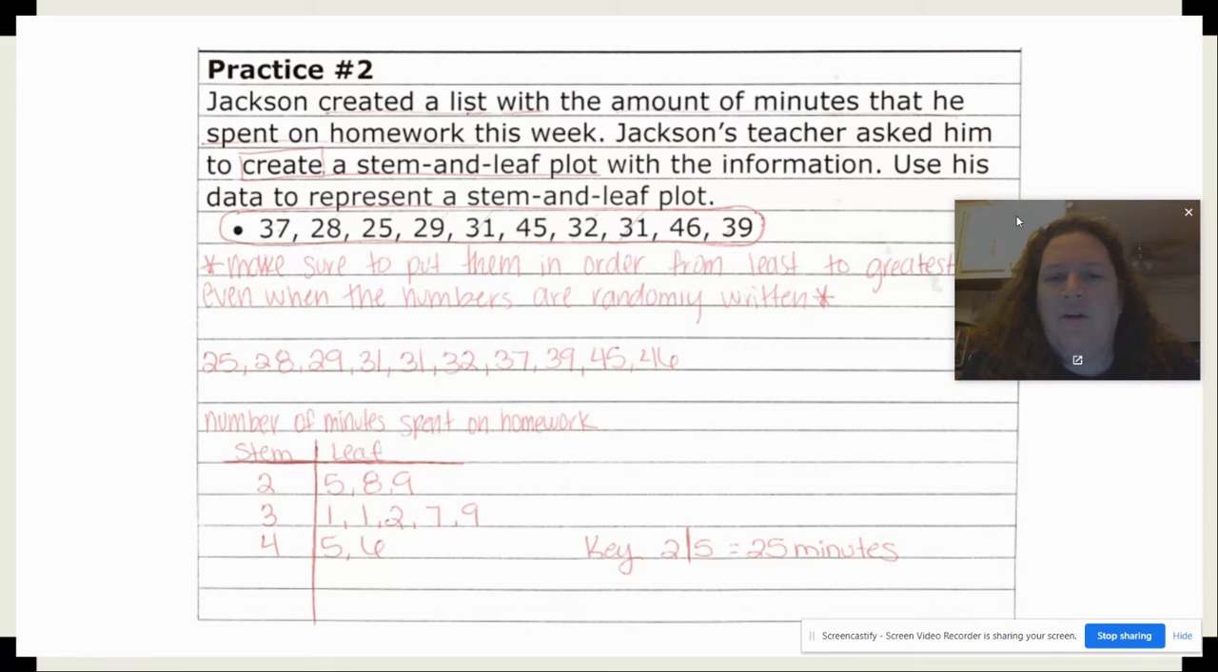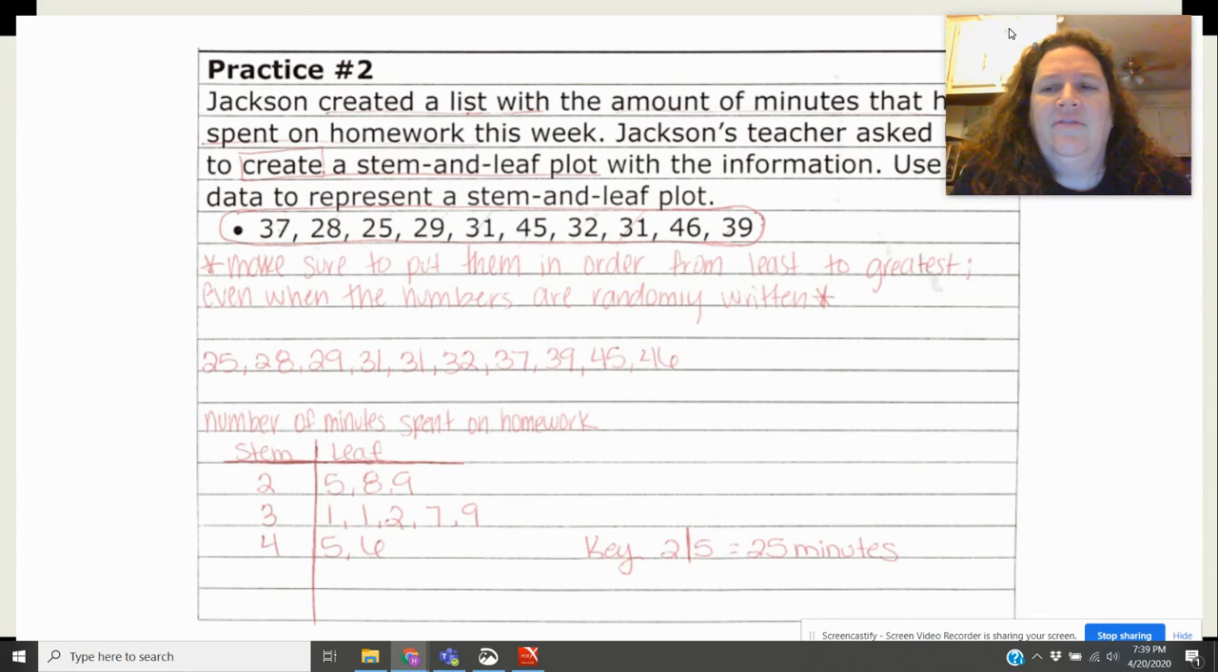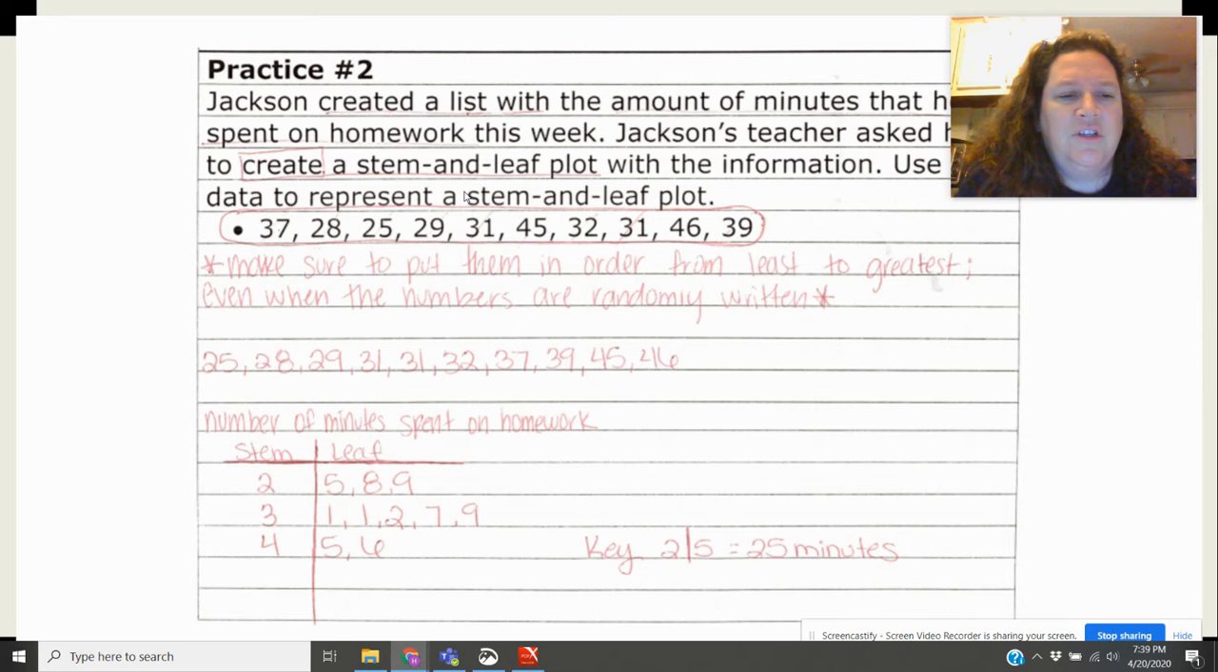So we're going to create a what? A stem and leaf plot. So what's the first thing we do? Make sure you put them in order from least to greatest, even when the numbers are randomly written, okay? So we've got 25, 28, 29, 31, 31, 32, 37, 39, 45, 46.